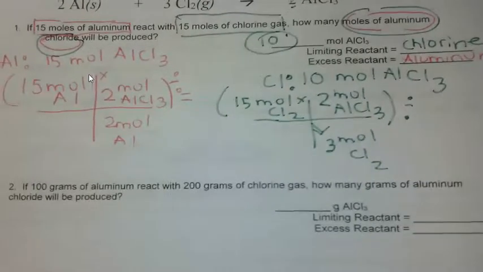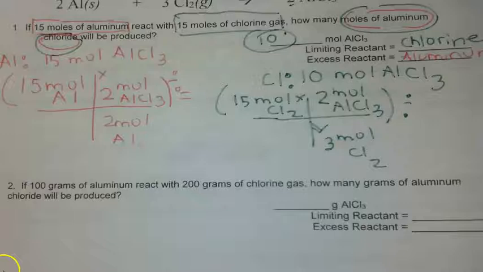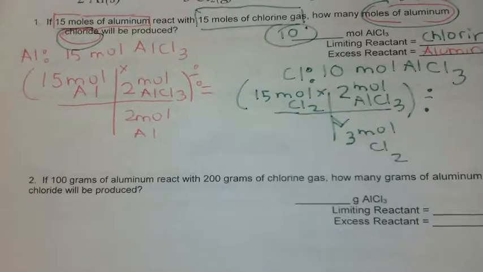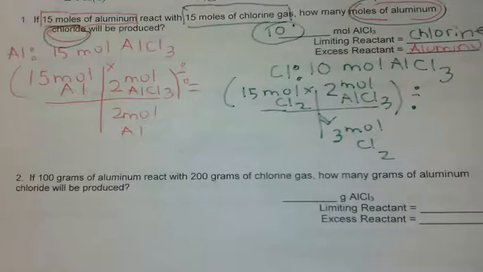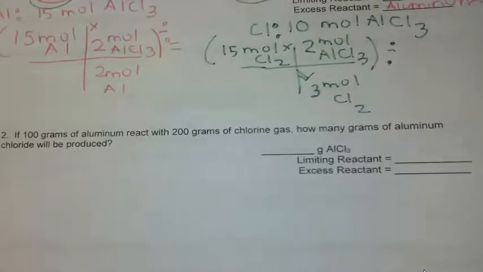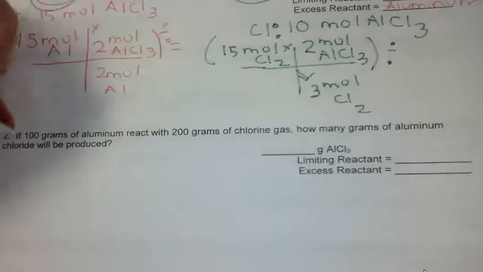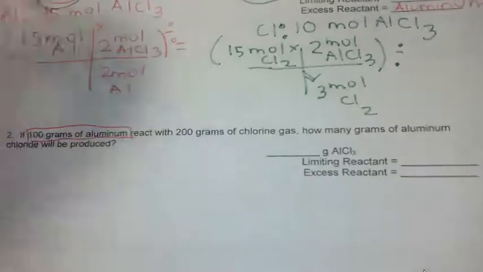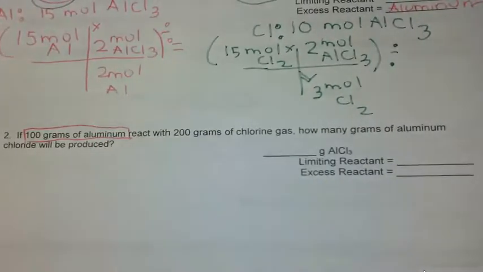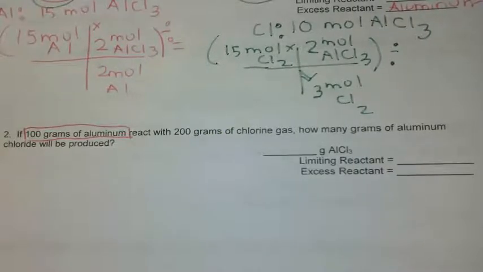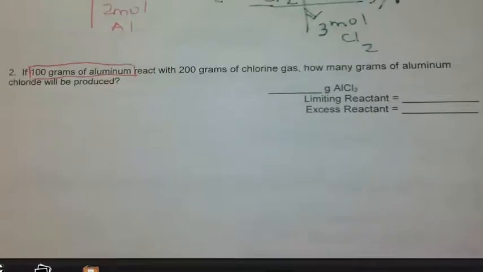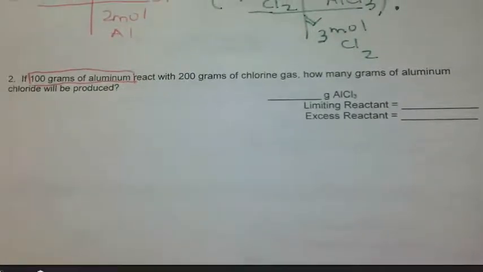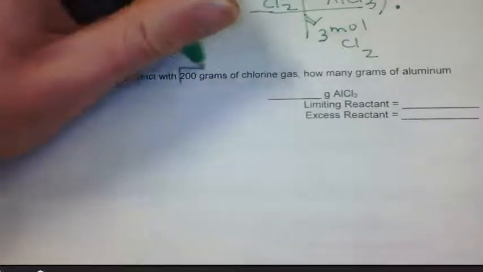Okay, let's do another example. Once again, all of these, you're going to have two different givens. That's why I recommend using two colors. This one says, if 100 grams of aluminum, so here's my first given, 100 grams aluminum. Sometimes you'll see this on the test, and if you're not thinking about it carefully, you might be like, oh, why are there two givens? Well, if there are two givens, it's a limiting reactant problem. So that's what's happening there. 100 grams of aluminum react with 200 grams of chlorine gas. That'll be my second given.